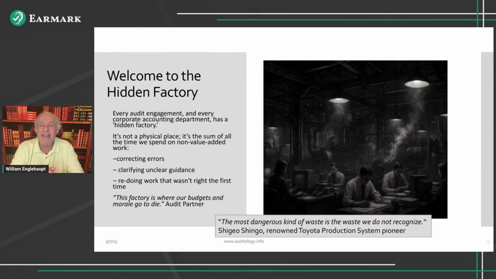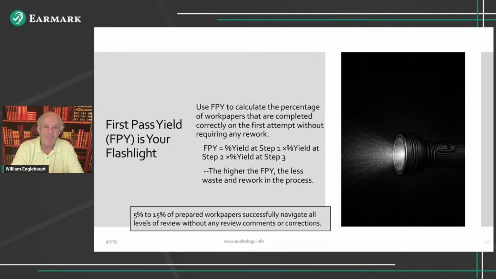And one of the leaders at Toyota, who was a founding member of the Toyota production system, Mr. Shingo, said, the most dangerous kind of waste is the waste we do not recognize. And oftentimes, again, we skip through this. We don't account for it. We have to manage it. Let's go to the next slide.